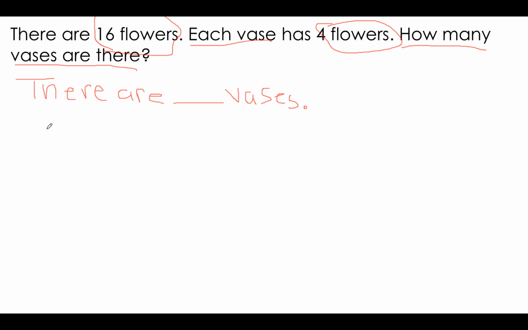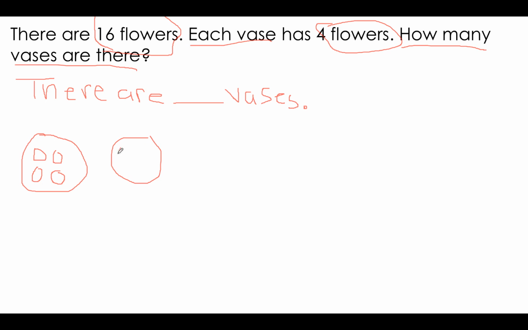Okay, we can draw 4 flowers in a vase because we know each vase has 4 flowers. That's what we know. So we'll draw, this could be the vase, and then we will draw 4 flowers in each one. 1, 2, 3, 4. We know there are 16 flowers total, but we just drew 4, so that's not enough. So we need to draw another vase.